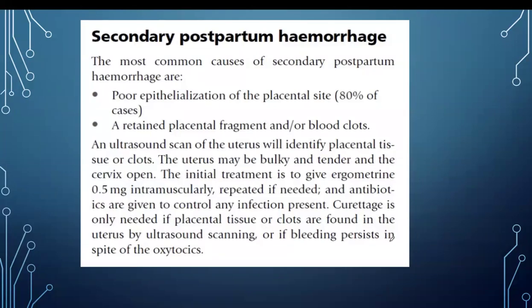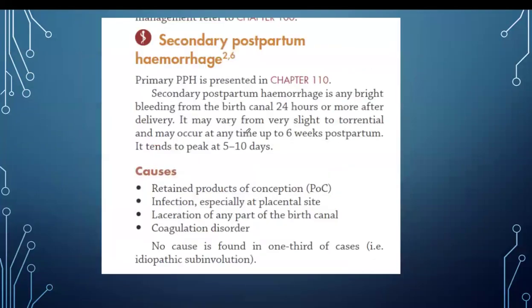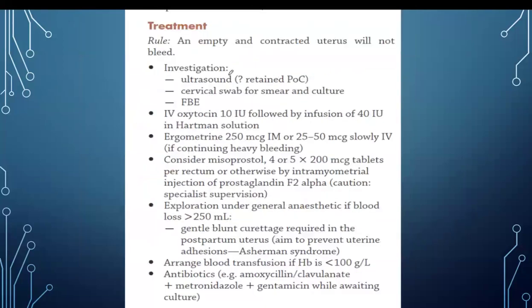So first thing is you can do an ultrasound to see if there is any retained placental product. If there is not, that's really good. So first you do an ultrasound, and if the patient keeps on bleeding, then IV oxytocin and ergometrine can be given. Even misoprostol can be used.